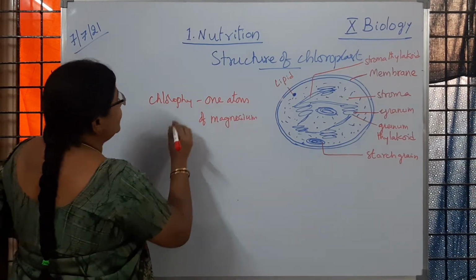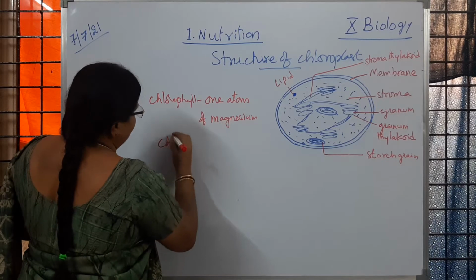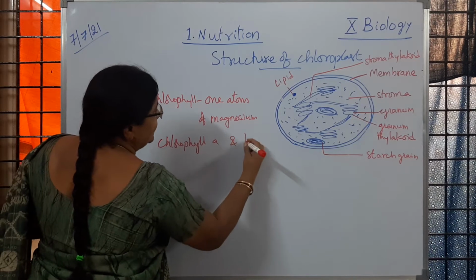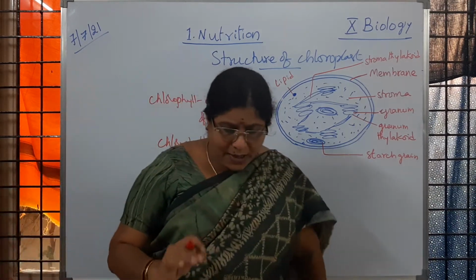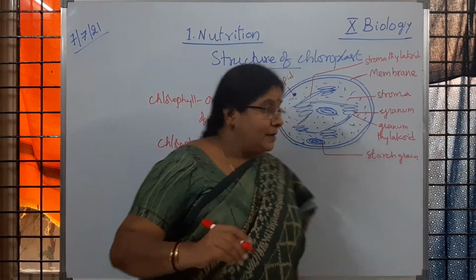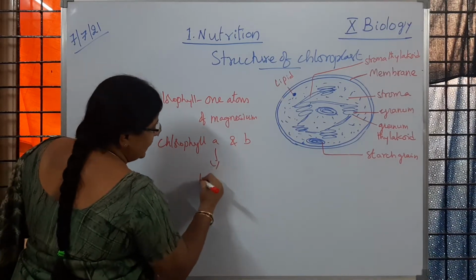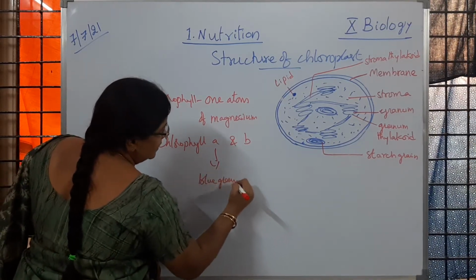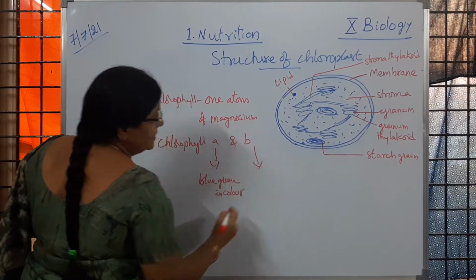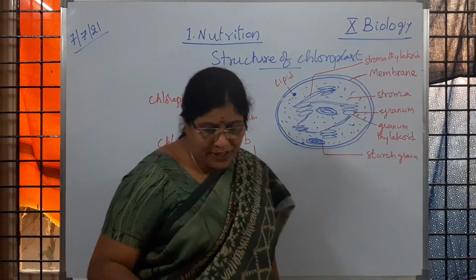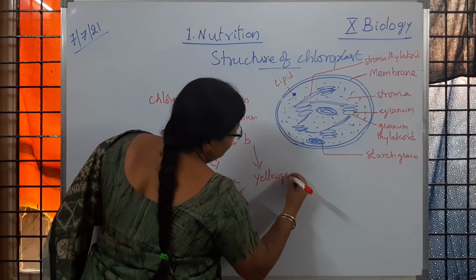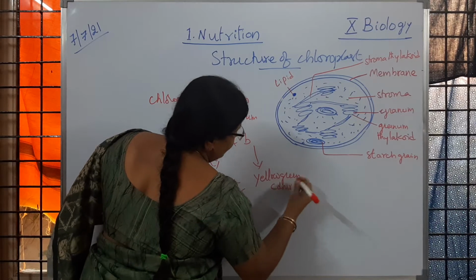Chlorophyll A and B. Okay, chlorophyll A and chlorophyll B are present. Chlorophyll A gives blue-green color. This A will give blue-green color. It is green in color. And B is yellow. B is said to be yellow, a yellow-green, light yellow green color. Is it clear to you?